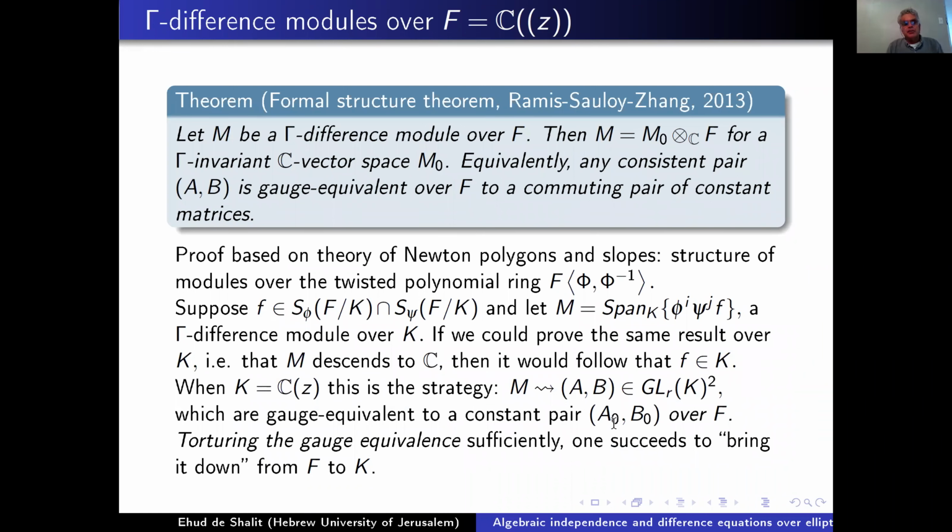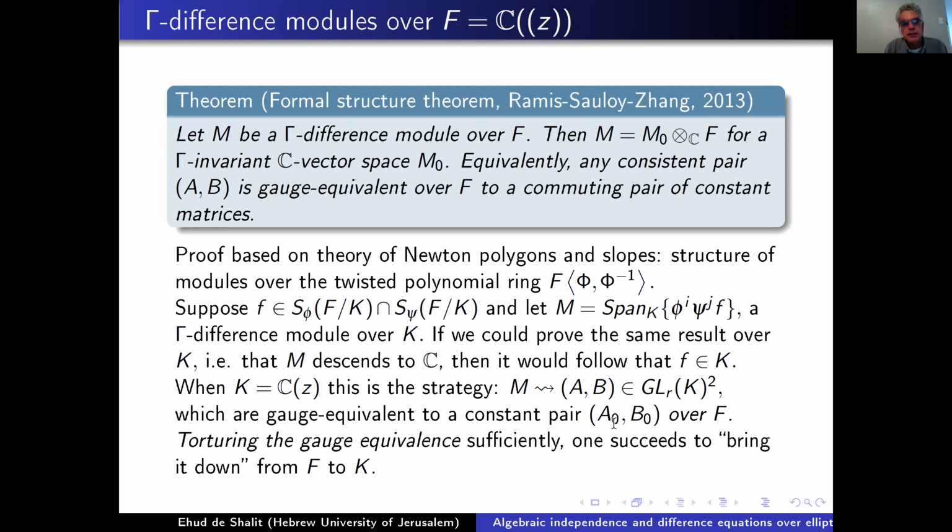But let us go back and see what we can say about these gamma difference modules. So remember, gamma is this group isomorphic to Z squared, and M is this finite rank gamma difference module over K, but I want to consider it now over F, the large field of Laurent power series. And then, thanks to the fact that somehow there's only one variable but two operators, Ramis, Loy, and Zhang got a very strong formal structure theorem over this formal field that says that M in such a case must descend to the complex numbers.